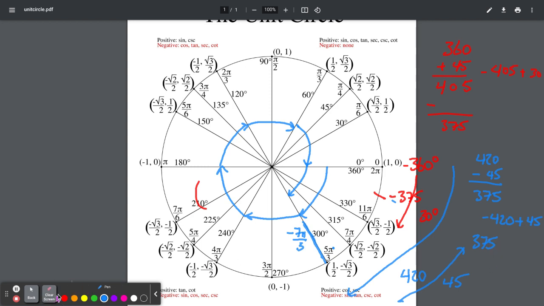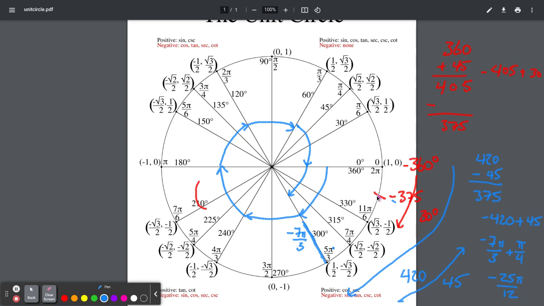So let me get rid of this for a second, kind of clear up my spot there. And so I'm at negative 7 pi over 3. That's my negative 420. And then I'm going to add 45 to that. Well, 45 is always the same, so that's just going to be my pi over 4. And when I add that, that'll bring me back to that negative 375. And that negative 375, when you put those two together, that's when we're going to get to negative 25 pi over 12.